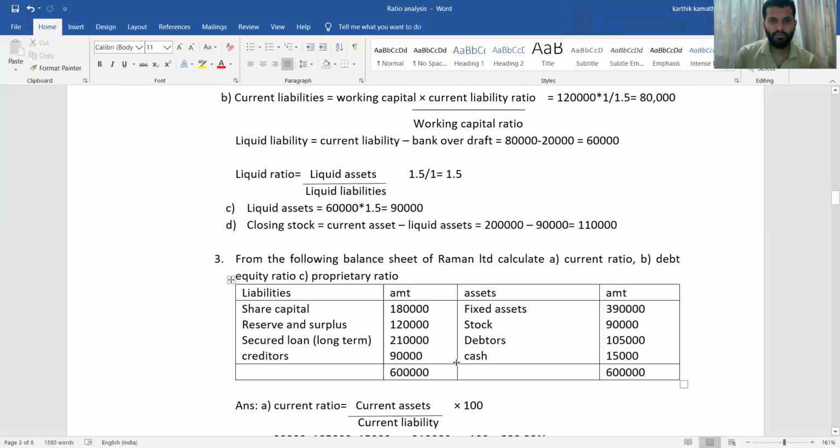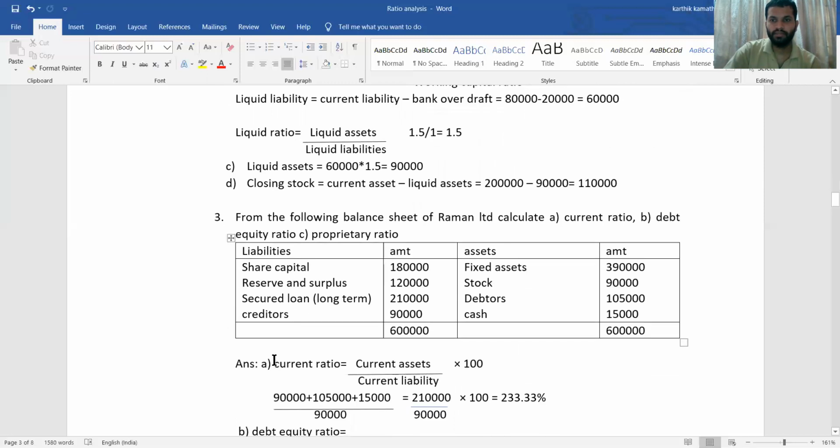See, from the following balance sheet of Raman Limited, calculate current ratio, debt equity ratio and proprietary ratio. So liability side, share capital, reserves and surplus, secured loan, given long term, and creditors mentioned. Asset side, fixed assets, stock, debtors, and cash they have given. You need to calculate three of the ratio.